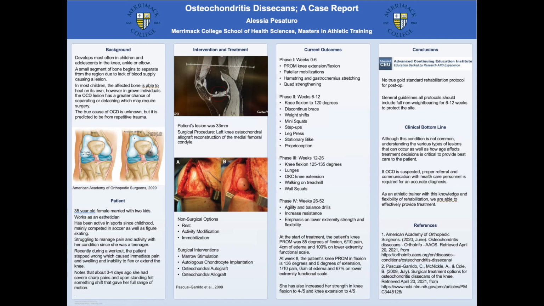And then at week 8, the patient's passive range of motion flexion is 136, so she gained full range of motion, and 0 degrees of extension. She's at 1 out of 10 pain at the worst, 0 centimeters of edema, and 67% on the lower extremity functional scale. She's also increased her strength in knee flexion to 4- out of 5 and knee extension to 4 out of 5.